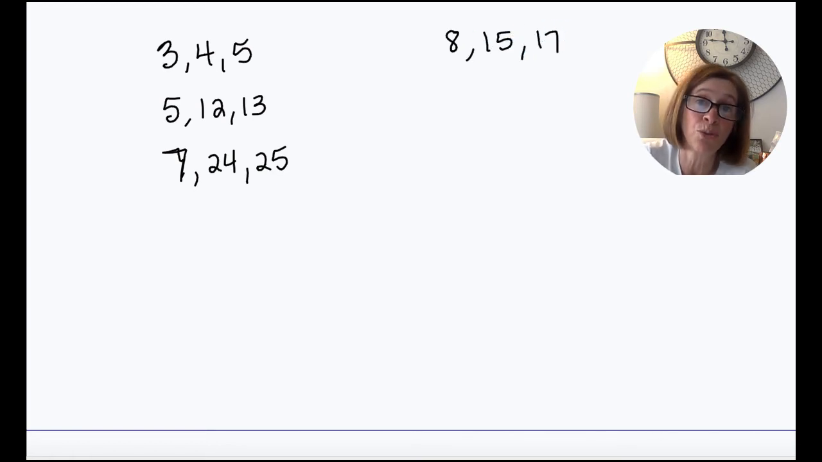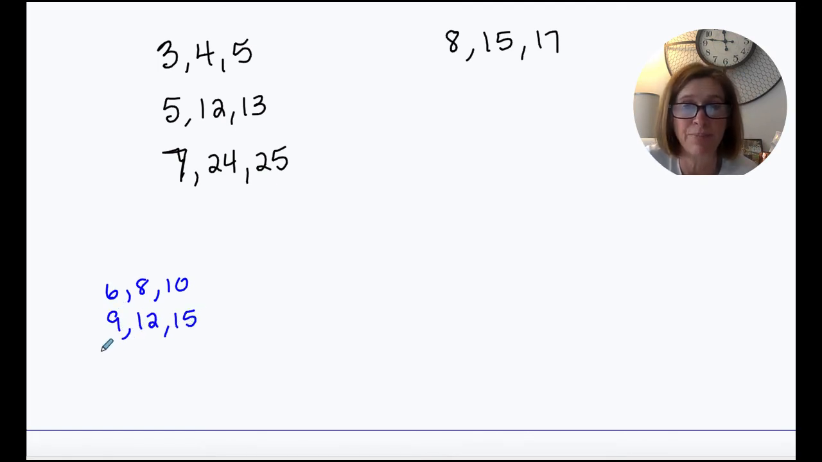Now, what's important to recognize, and you should have done this in your geometry class, is that any multiple of these is also a Pythagorean triple. So 3, 4, 5, I could say 6, 8, 10. Multiply them all by 2. I could say 9, 12, 15. These would also be Pythagorean triples.